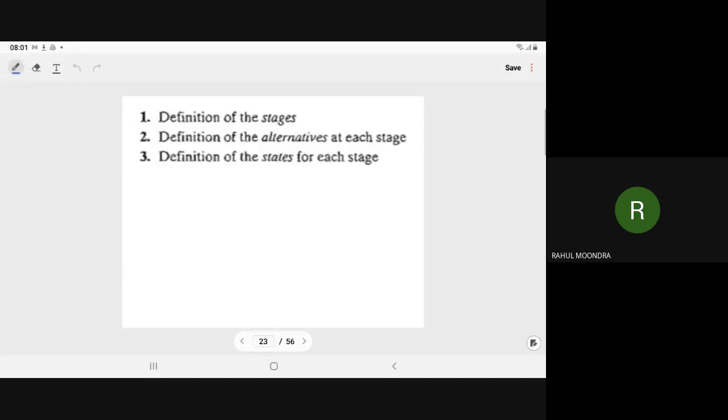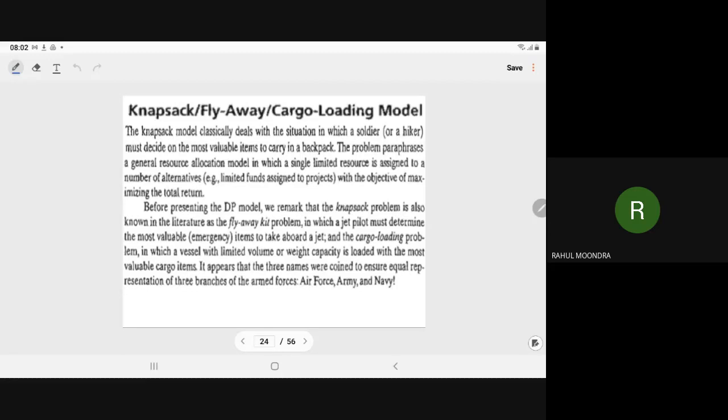So in any dynamic programming problem, we always have to check these three things. First, we have to define the stages. Then for each stage, we have to define the alternatives. Then, what is the state in each stage? So we have to define three things: stage, alternatives, and state. To understand this, let us take one example, the knapsack, flyaway, cargo loading model.